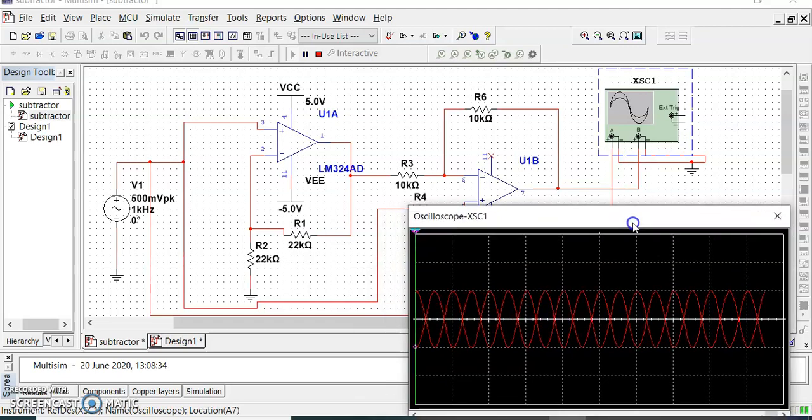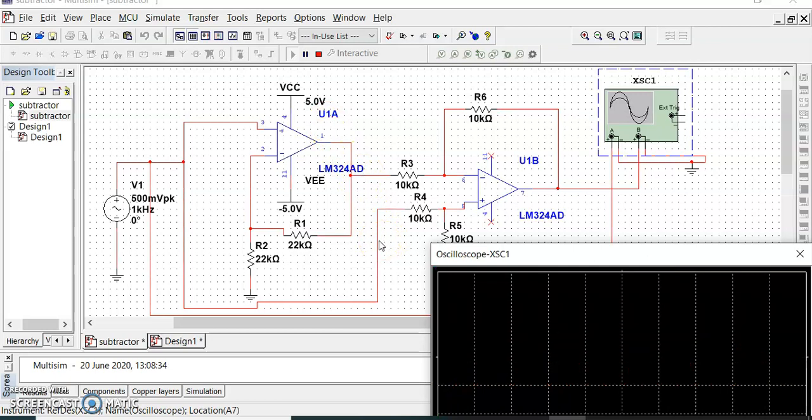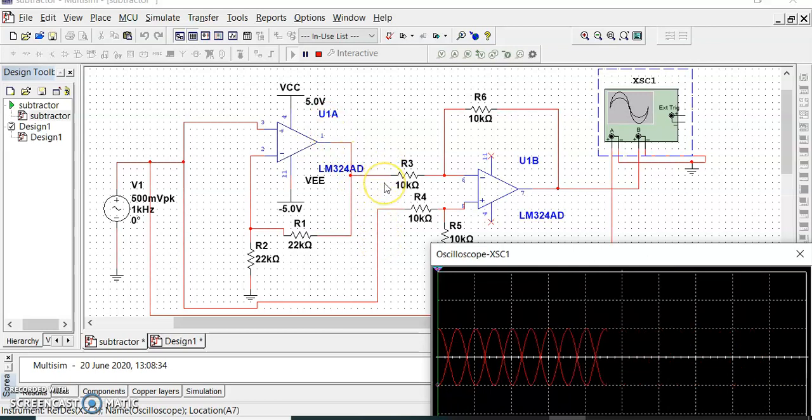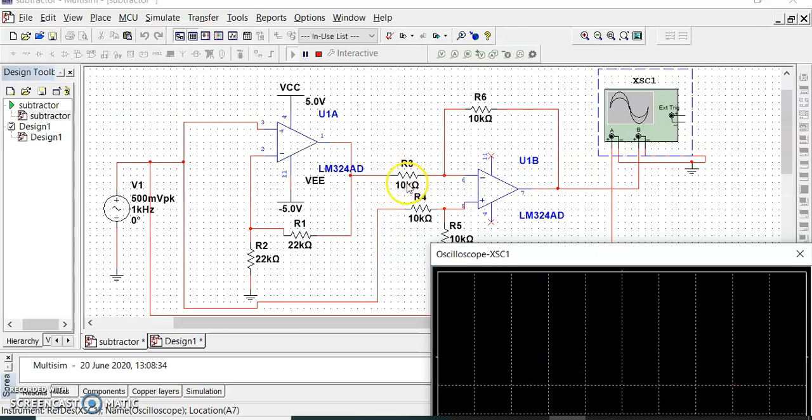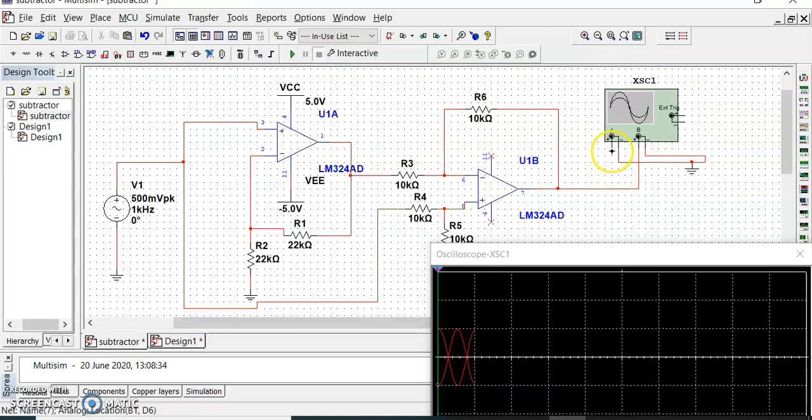So if you see here, it is V1. I said that V1 is this one and V2 is this one, which will produce the difference between these two output voltages. So now what I am doing is connecting V1 to channel 1. Okay, V1 to channel 1, removing this connection. So my channel 1 is connected to V1 and channel 2 is connected to the output. So let me execute this circuit.